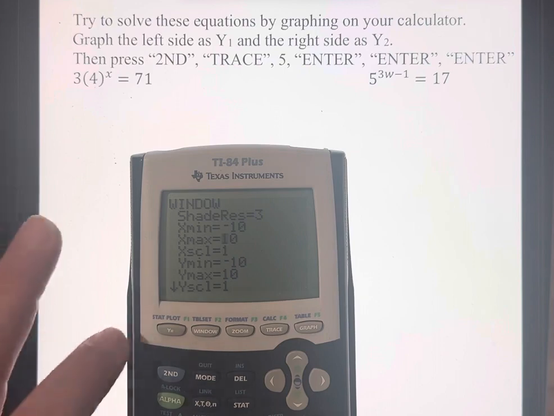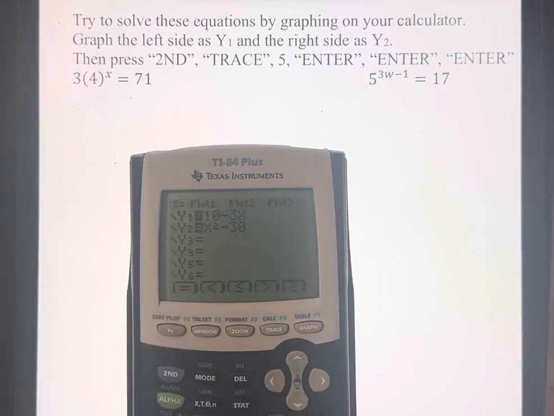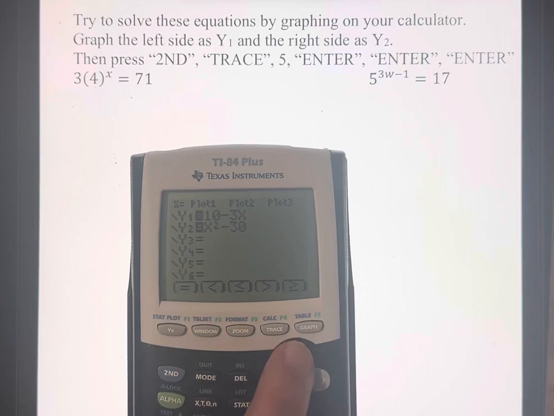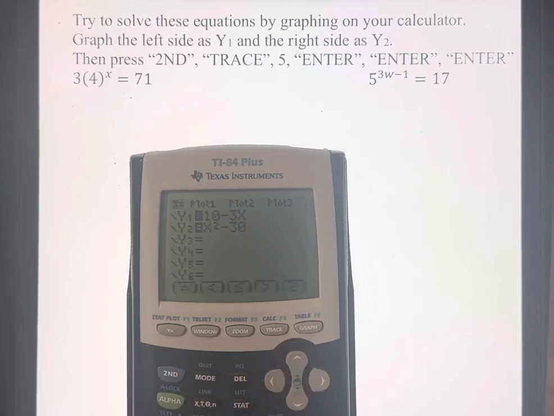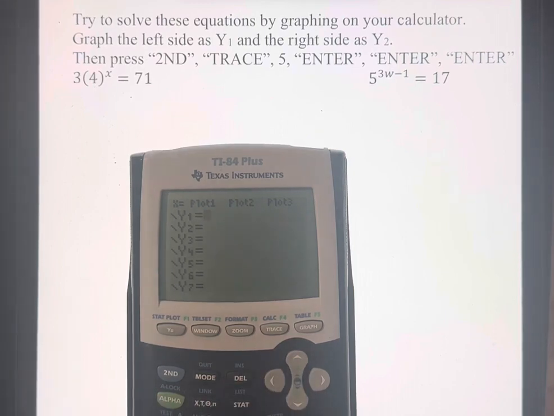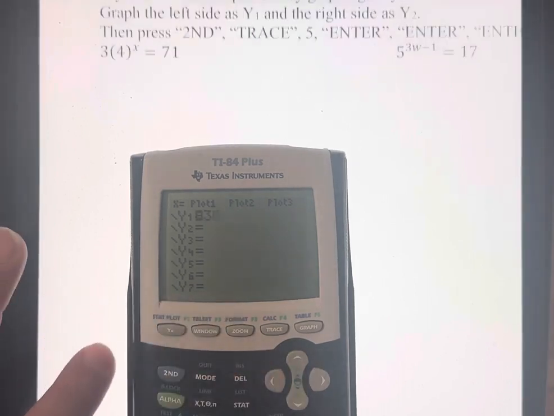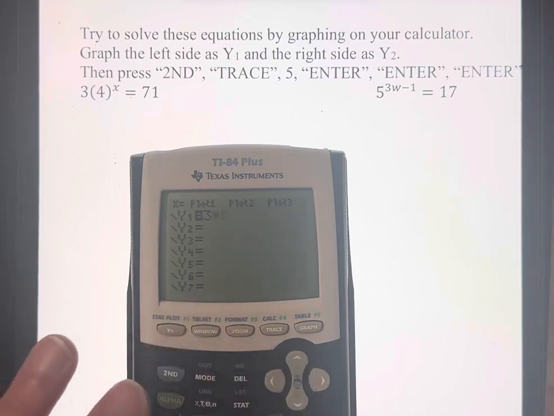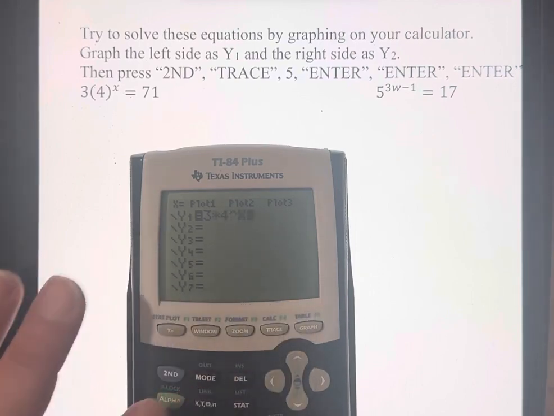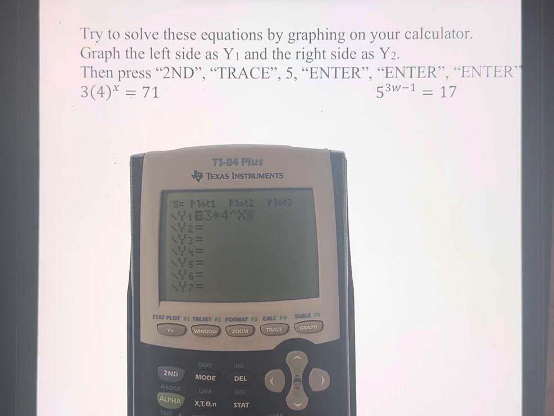So what I need to do is go to the y equals screen. I'm going to clear out the equations that I have there, and enter the left side of my equation for y1. So in my first equation on the page here, I would enter 3 times 4 raised to the x for y1. Then I press enter, and for y2, I enter the right side of the equation, which is 71.